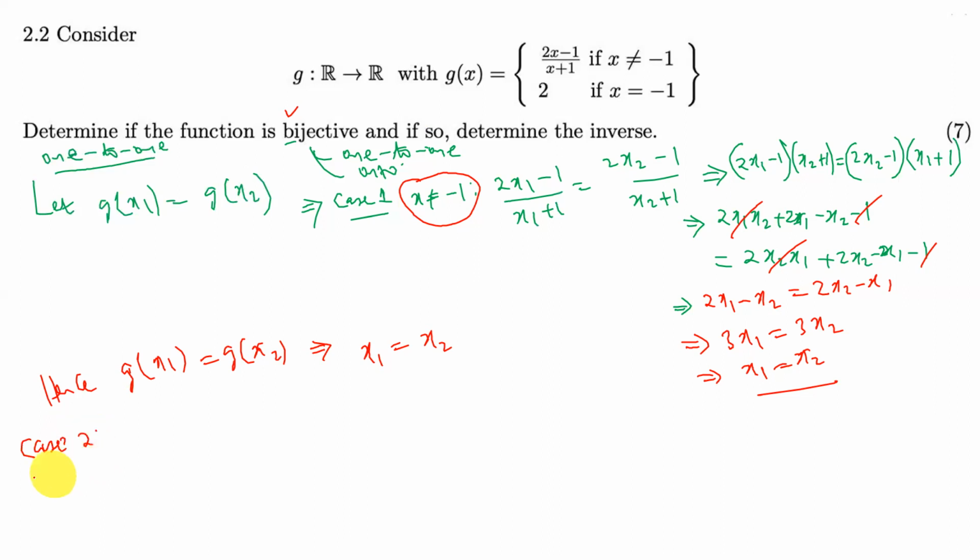What does case 2 mean to us? Case 2 is the case where we have x is equal to minus 1. In that case, we let g(x1) be equal to g(x2). What would that mean? In that case, g(x1) is 2 and g(x2) is 2, so they are both 2. So that would mean that 2 is equal to 2.